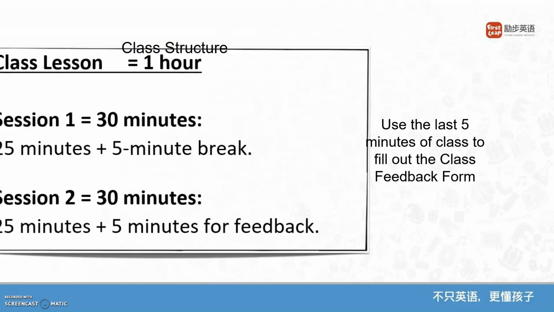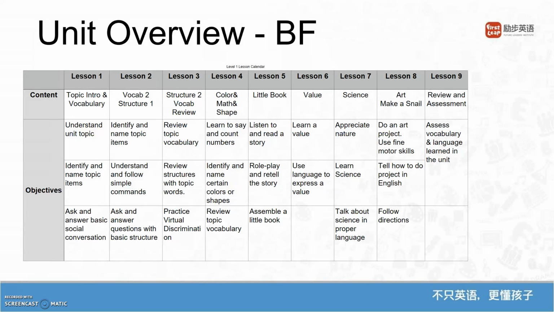So, would you like to see common lesson topics covered in a unit? Here's an example. This is from Unit 1 of Level 1 for foundational learners. This is a unit overview for the lowest level using the Big Fun book. Notice Lesson 1 introduces the topic for the unit and presents vocabulary. Lesson 2 presents more vocabulary and usually presents sentence structures as well. Lesson 3 presents additional sentence structures and provides students opportunities to review vocabulary and use it some more.